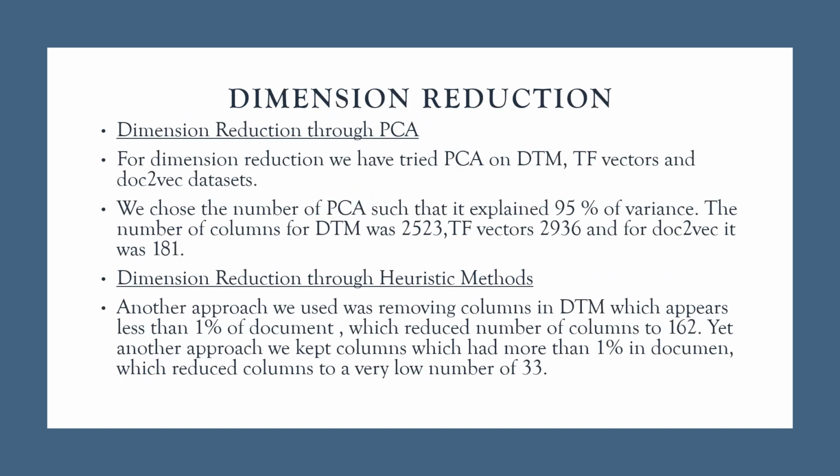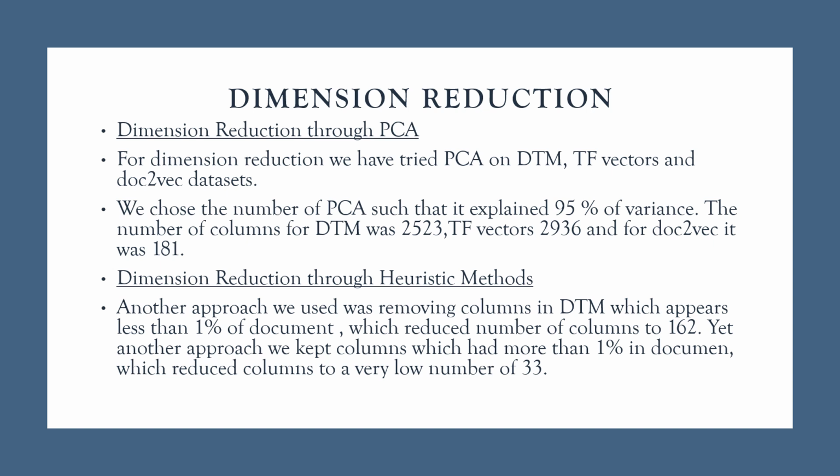Dimension reduction, we have used two methods. One is through PCA, one is through heuristic methods. In PCA, we have selected document term matrix, TF-IDF vectors, and doc2vec vectors. By selecting a threshold of 95% of the variance, we were able to bring down the number of columns in DTM to 2523, TF-IDF to 2936, and doc2vec to 181 columns.